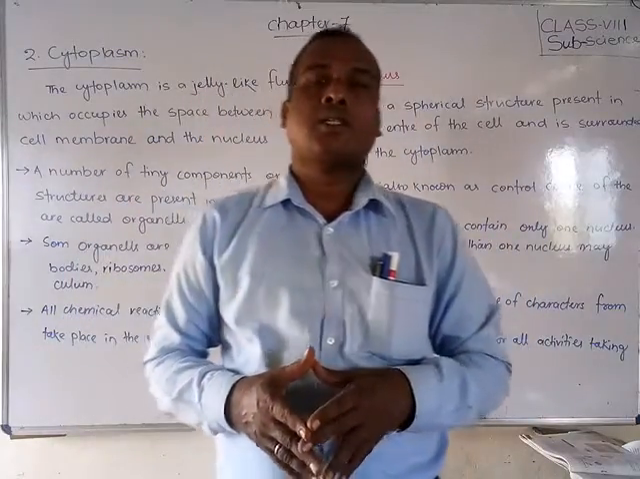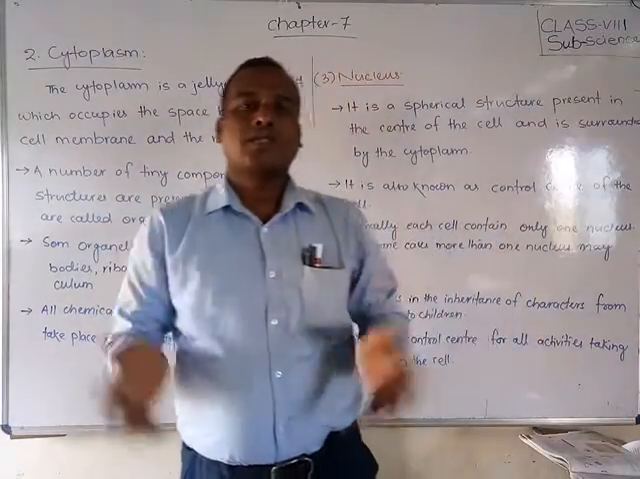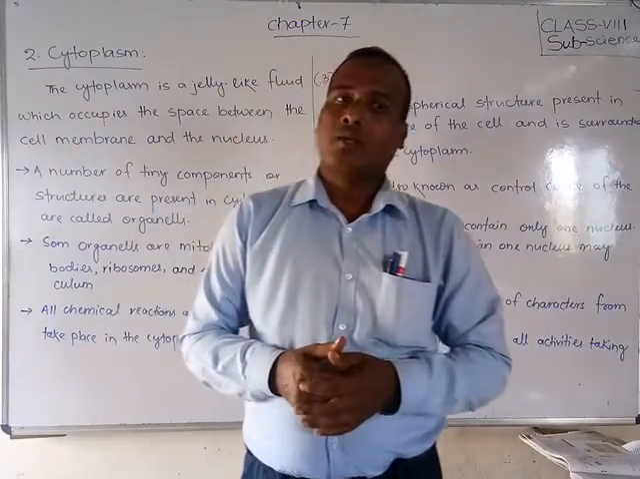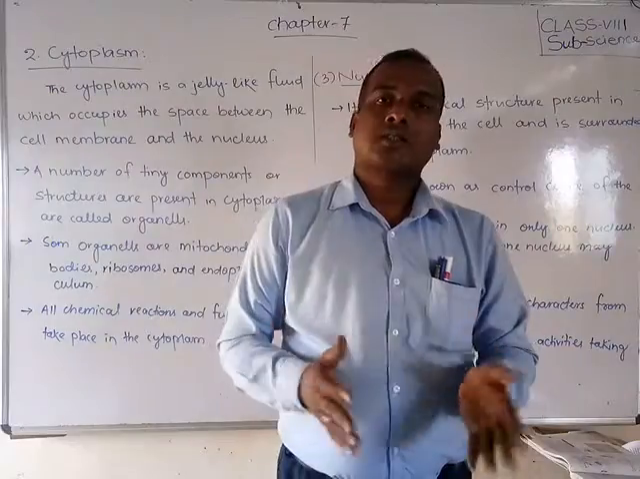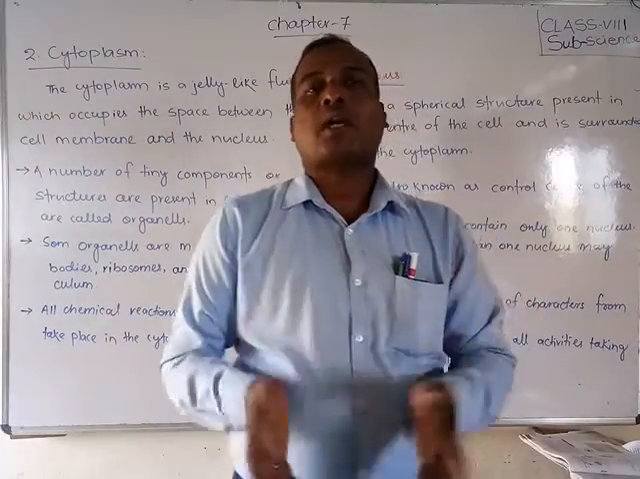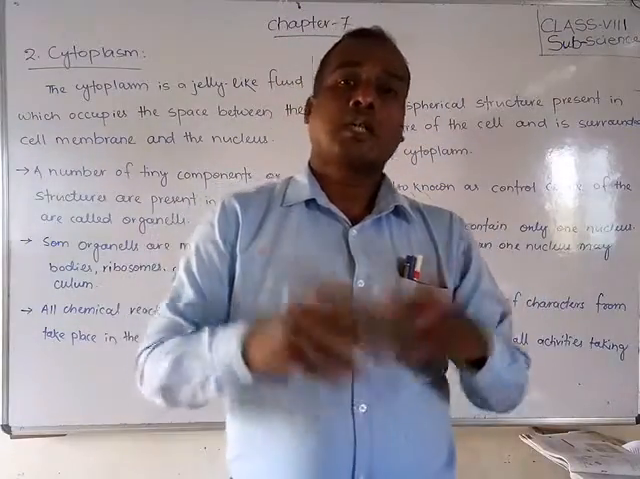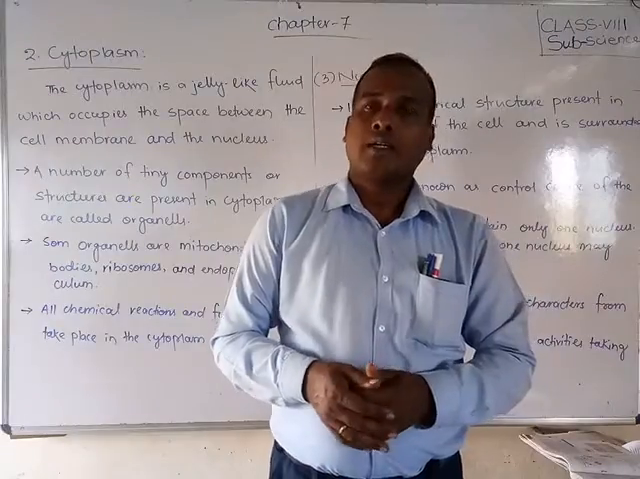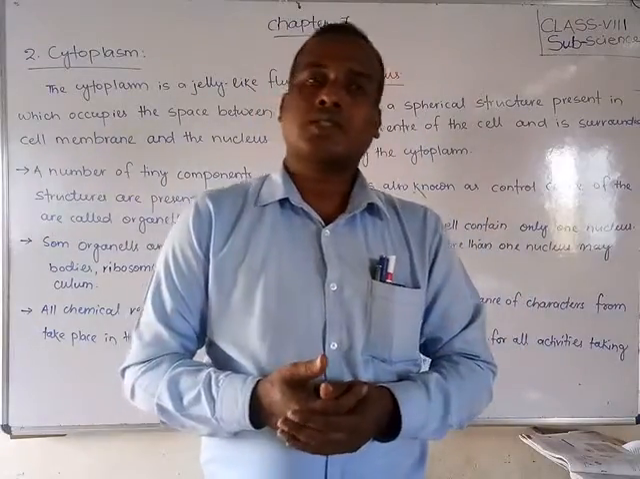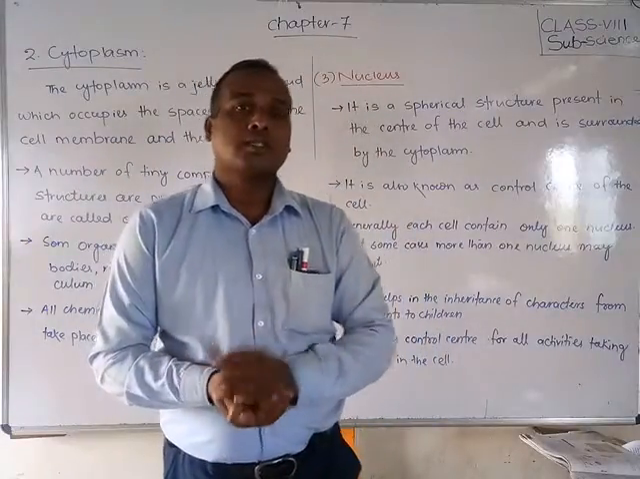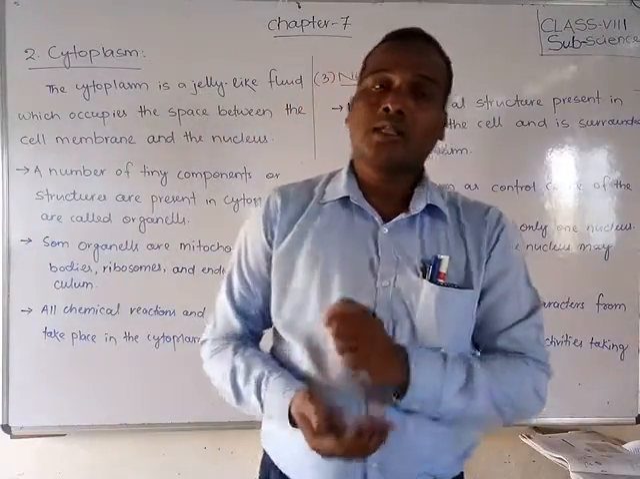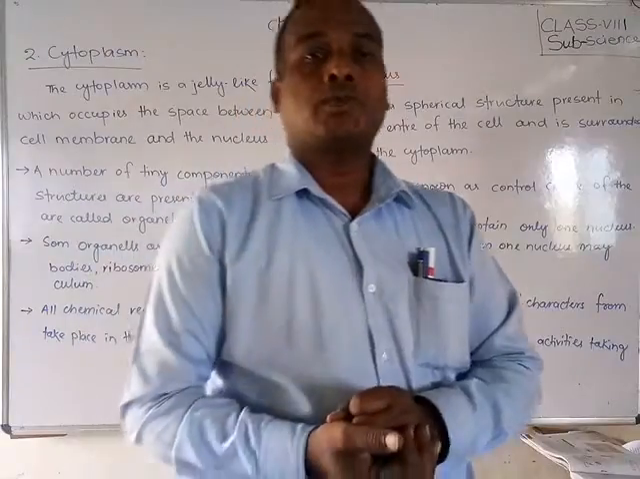Cell membrane is like a surrounding around the cell, and it is similar in animal cells and plant cells, but in the plant cell there is also a cell wall, which I already explained in the previous video. But students, today we are going to the second component of the cell, which is called the cytoplasm.